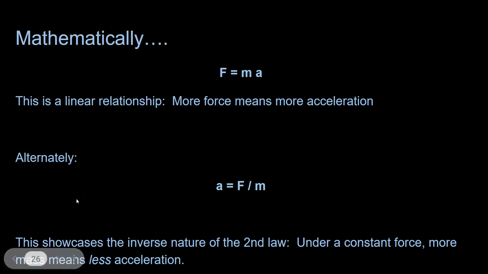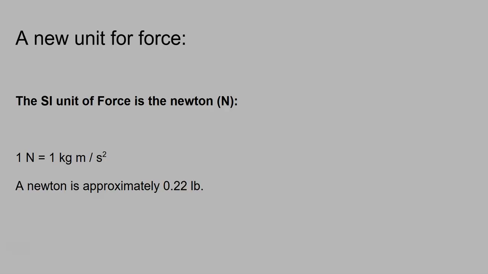Okay, mathematically F is equal to m times A. That's linear. It just means more force means more acceleration. You could also look at it in the inverse way, which says acceleration equals force divided by mass. The first says more force means more acceleration. The next way of looking at it says the more mass, the less the acceleration is going to be.